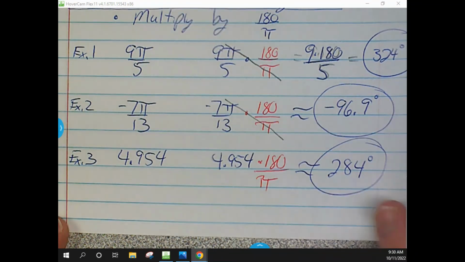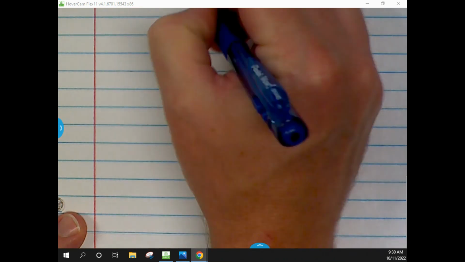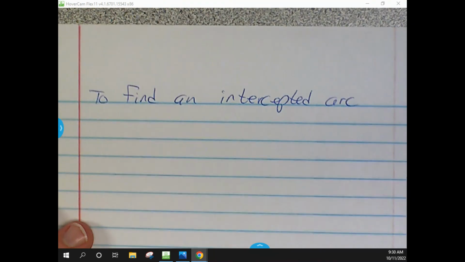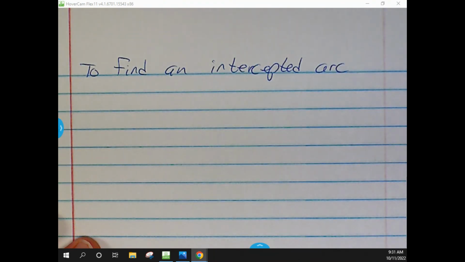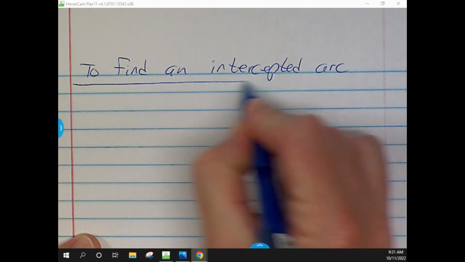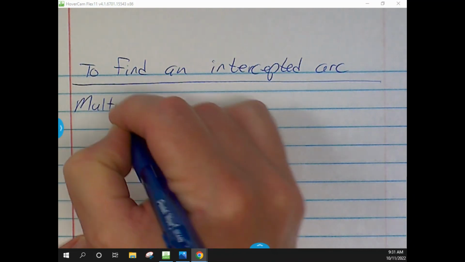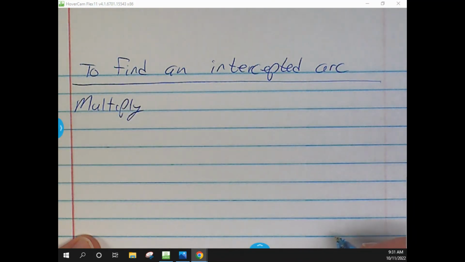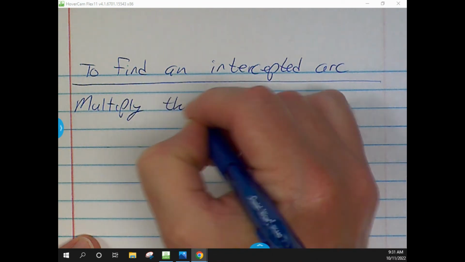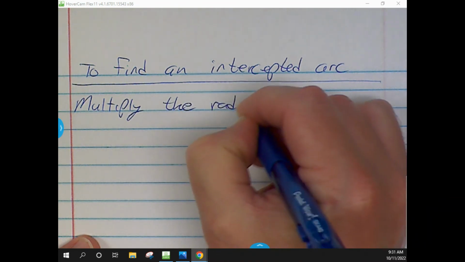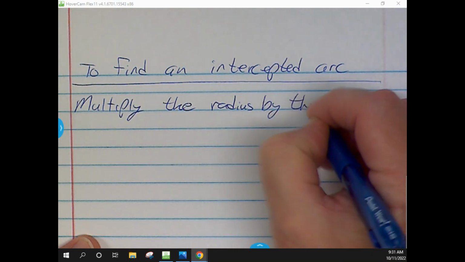Okay, and then very last thing, and this takes a really short amount of time here. They're going to ask you to find an intercepted arc. You're going to multiply the radius by the angle.